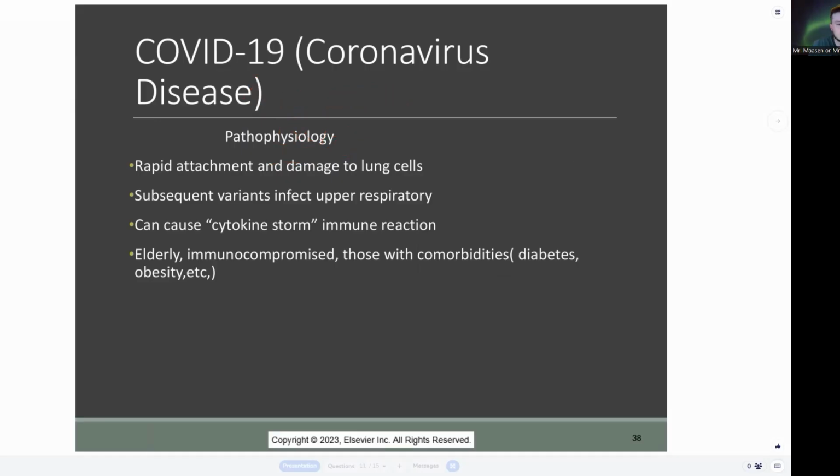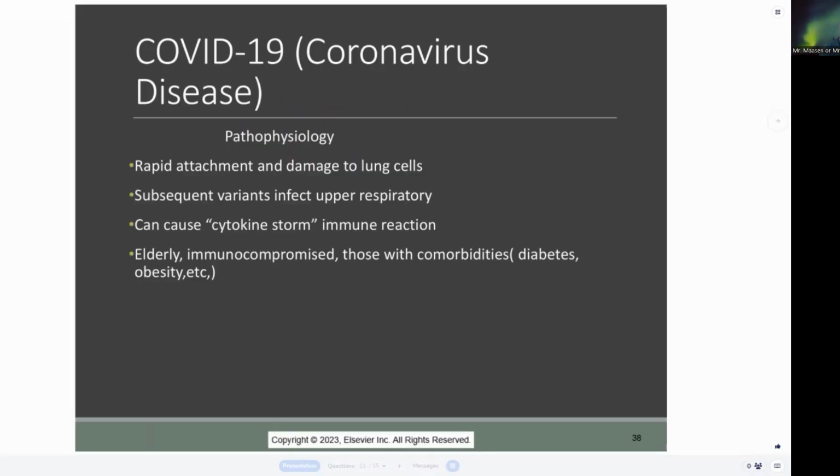COVID-19, coronavirus, let's talk about it. Rapid attachment and damage to lung tissues. COVID-19 was a virus that specifically did target lung tissue. The need to know from this is that a lot of the deaths associated with it were caused by something called cytokine storm.